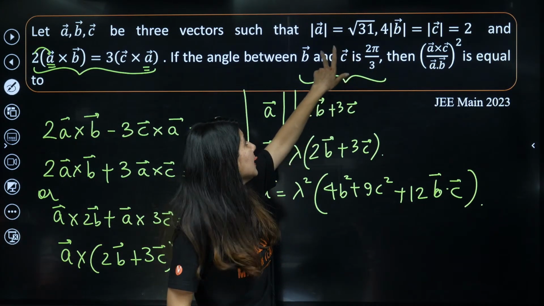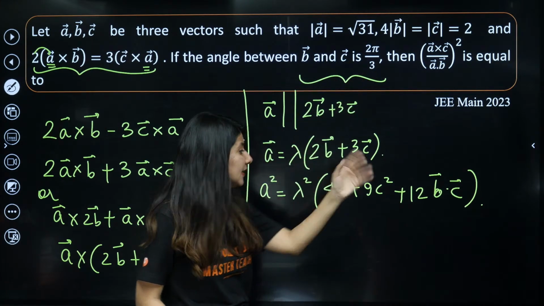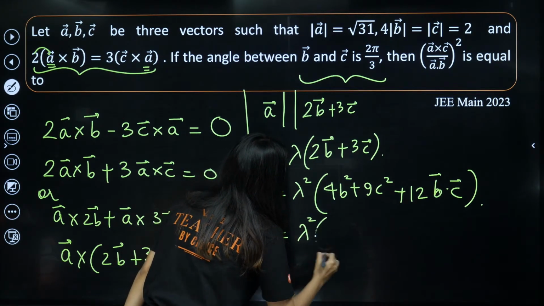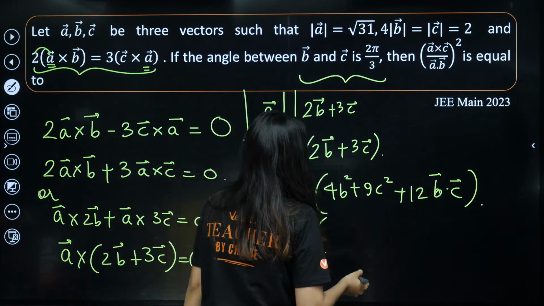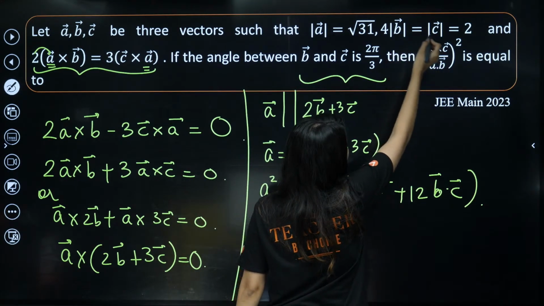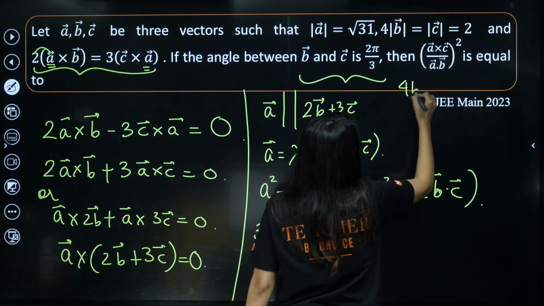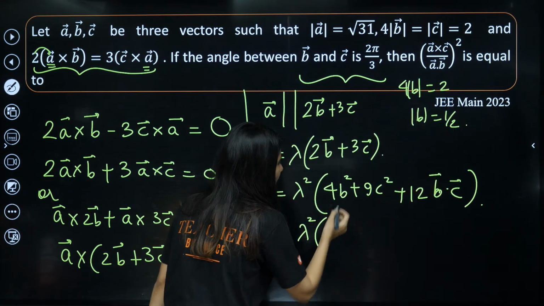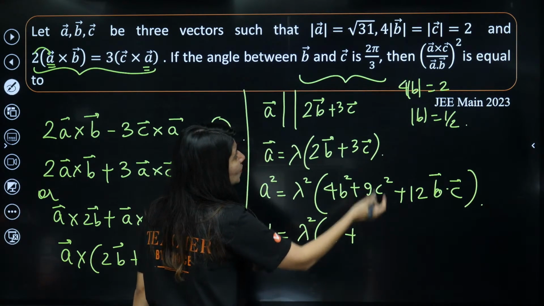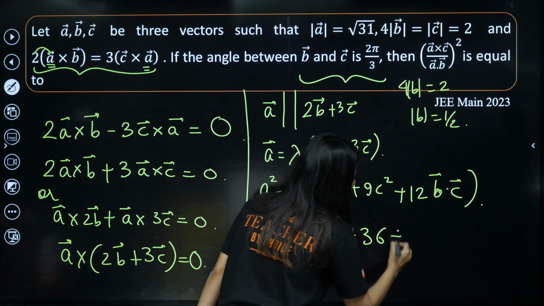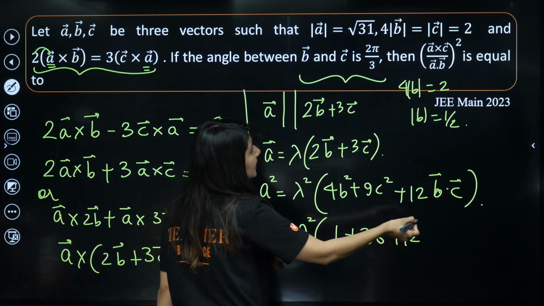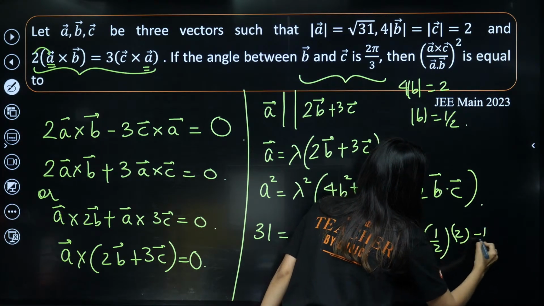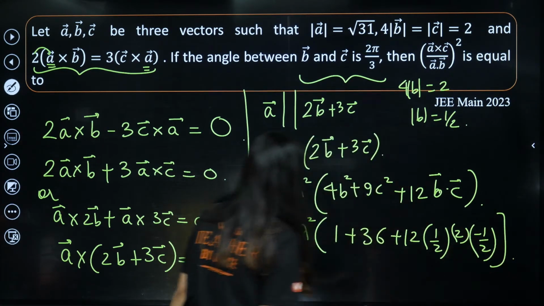Right? It is already given to you, by the way, 2 pi by 3. Angle between B and C is 2 pi by 3, that is 120 degrees, right? Let's just start writing: 31 is equal to lambda square times 4B square, right? So the value of B square is what? 4B is equal to 2, so the value of B is 1 by 2, so B square, basically this would be 1, plus 9C square, C square is 36, plus 12 BC cos theta. B is 1 by 2, C is 2, cos theta would be minus 1 by 2, and we are done, right?